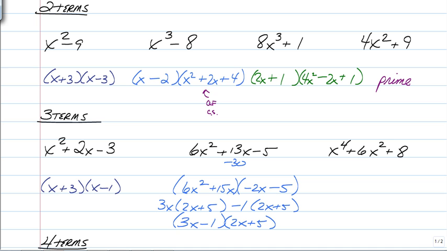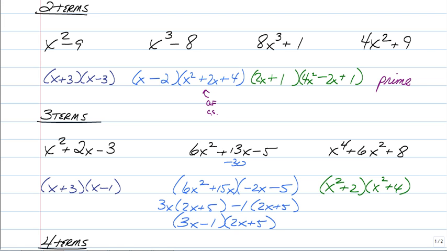Finally, the last one is basically another example of just the magic numbers, except now you're going to have to multiply to an 8, add to a 6x squared, and it starts with an x to the 4th. It's the same thing. What multiplies to 8 and adds to 6 would be your 2 and 4, except this would now be an x squared plus 2 and an x squared plus 4. Obviously, you see there is a good chance for some difference of 2 squares to come afterwards.